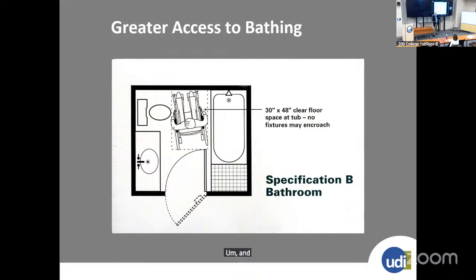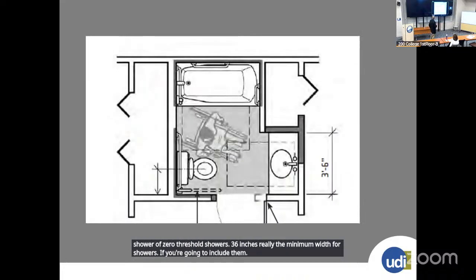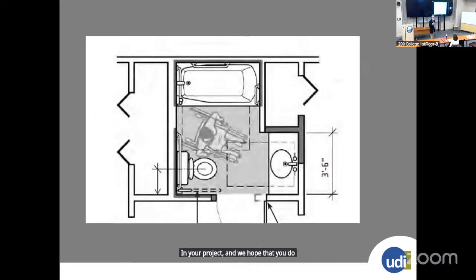And of course, the building code allows 30-inch wide zero threshold showers, should you get to that point, which are not a useful width for zero threshold showers. 36 inches is really the minimum width for showers, if you're going to include them in your project, and we hope that you do. So this is just a variety of other imagery showing different orientations.